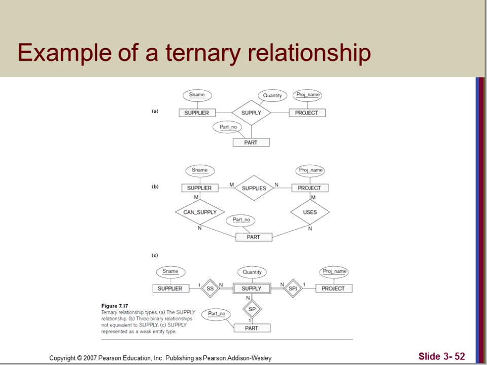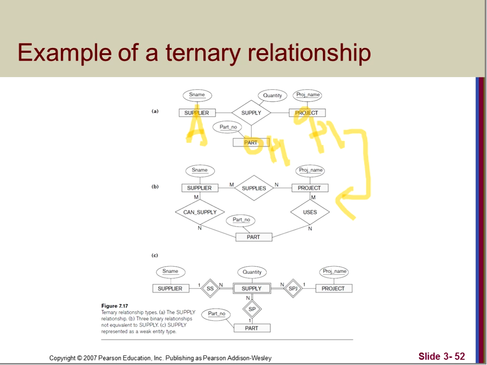A supplier supplies a specific part to a project. Okay, so supplier A supplies part 1 to project 1. At this time, 3 entities are involved in the relationship. So this one can actually be understood as 3 binary relationships. This is the ternary relationship, but a ternary relationship is not easy to intuitively understand.